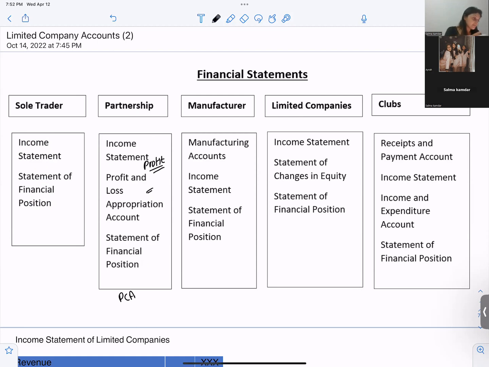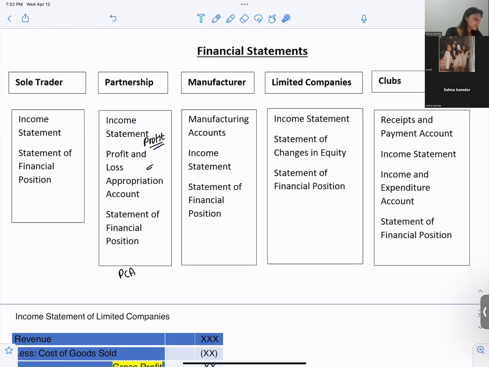Profit before appropriation. This profit you take forward in which account? The profit and loss appropriation account. Then what do you do? You add the interest on drawings and minus interest on capital, and whatever other things there are, like salary or commission, you get the residual profit.